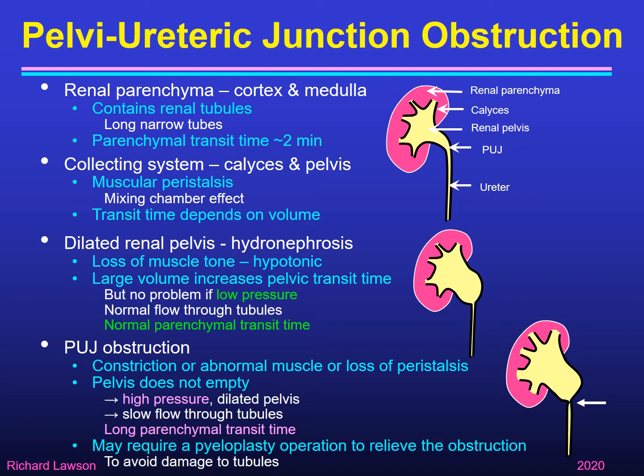Now that may require the patient to have a pyeloplasty, an operation to relieve the obstruction, because if it's left with a high pressure for too long, that will damage the tubules. So diagnostically we need to distinguish the system which is not obstructed, which is a large volume with a low pressure and a normal parenchymal transit time, from a system which is obstructed, which has a large volume but a high pressure with a long parenchymal transit time. So although it's the pressure which causes the damage, we can distinguish between the not obstructed and the obstructed system by looking at the parenchymal transit time.